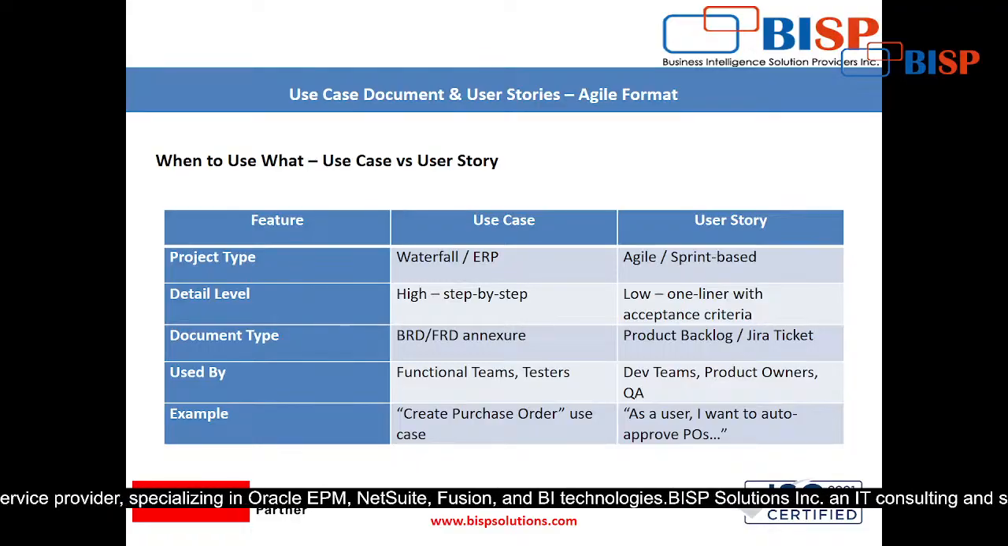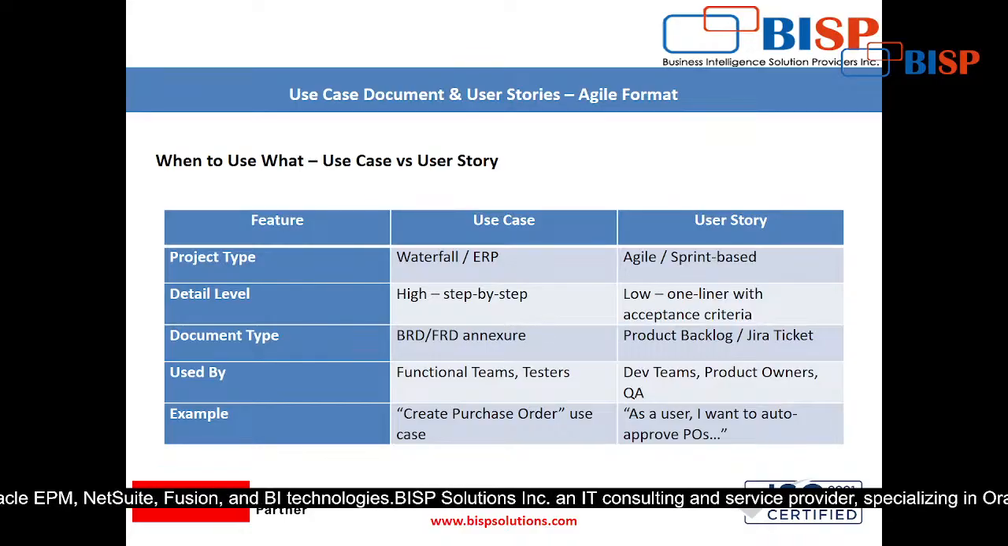Now project type. First of all we will see the features of use cases and user stories. Now project type: use cases are used for the ERP model and the waterfall model. Let me give you one very simple example. Suppose we are developing a website for a college, or we are developing the HR module. In this also a use case document will be created.